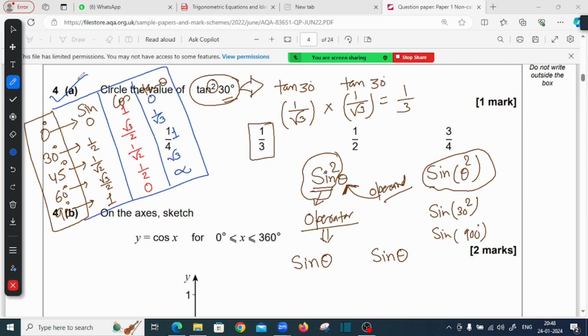Any question? What's a good way to remember them? Sorry, what's a good way to remember them? How to remember?